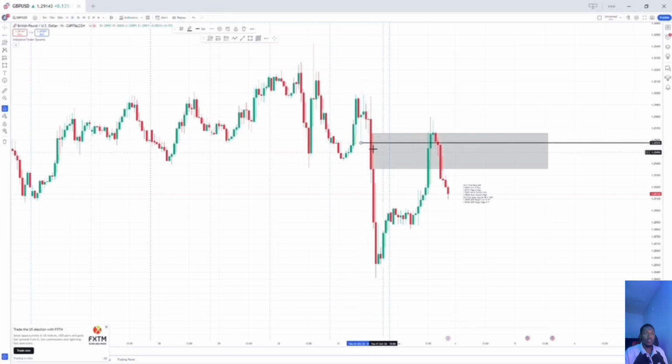So let me write it down. This area is the shelf. I believe you are seeing it clearly. So this area is the shelf. This is the shelf. Okay, I believe that is noted.